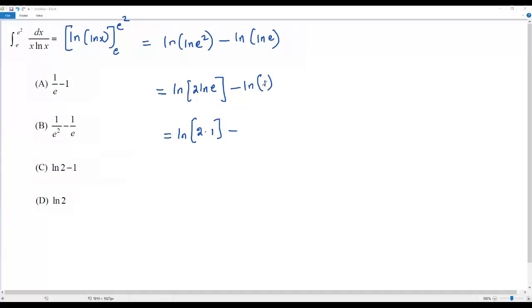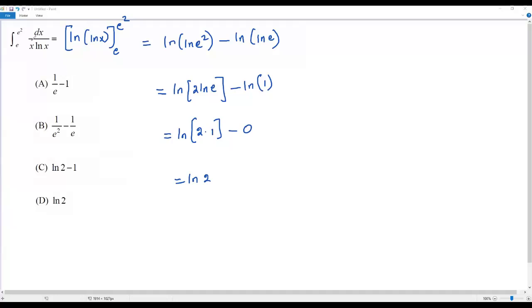Here it's the logarithm of 1. For any logarithm, if the argument is 1, its value is 0. Not only for the natural logarithm, even for the common logarithm or any logarithm, if the argument is 1, its value is 0. Then we get ln of 2 times 1, which is just ln 2, negative 0. We don't have to write this negative 0.